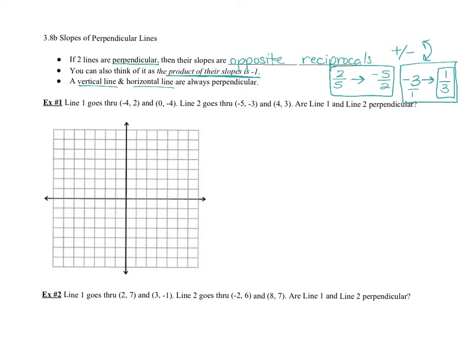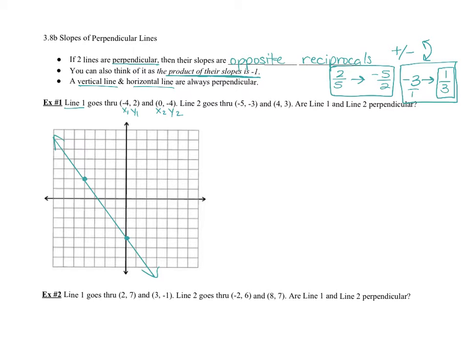So here's what you're going to do with this. You're going to be given two lines. Line 1 has an x1, y1, and an x2, y2. If they ask you to plot it, then you just plot those. -1, 2 would be here, and 0, -4 would be here. And then you'll draw that line in. So that's one line.